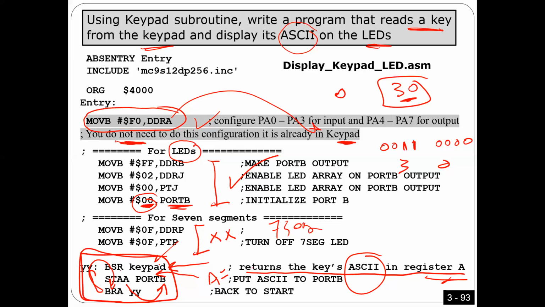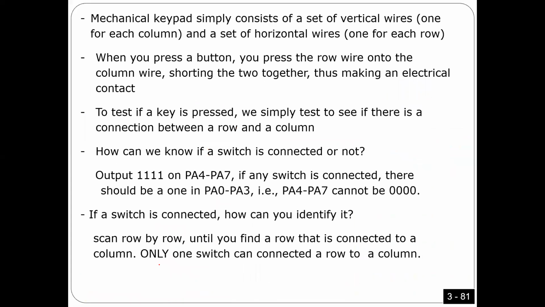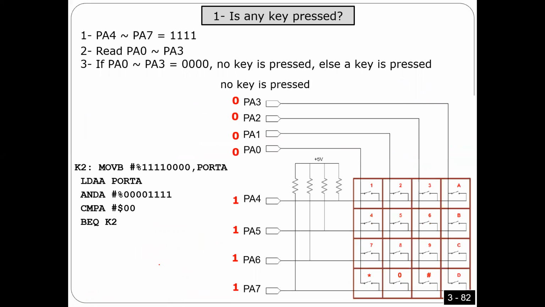Okay. Now I'm going to come to the details. I'm going to explain how this subroutine works inside. The first part of the subroutine is the following: is any key pressed? I want to see if you have pressed any key, and this is the code here.